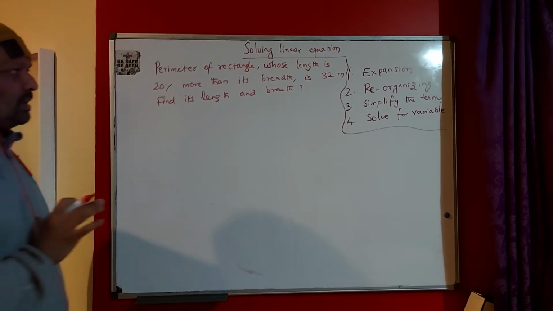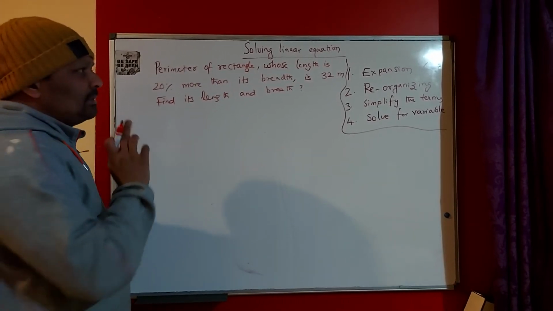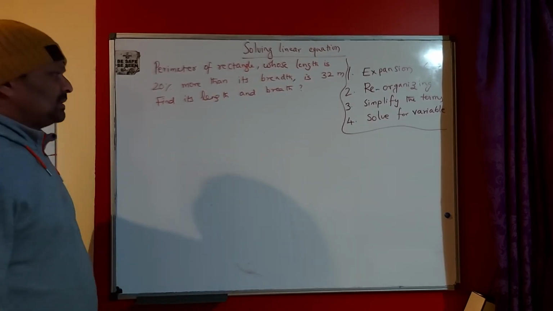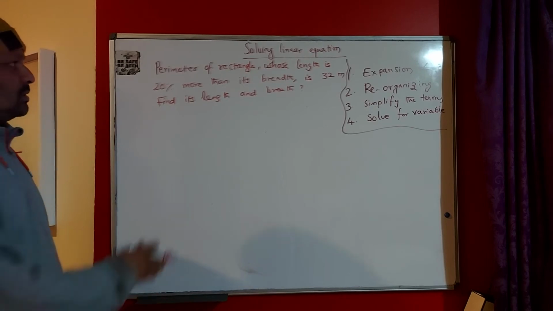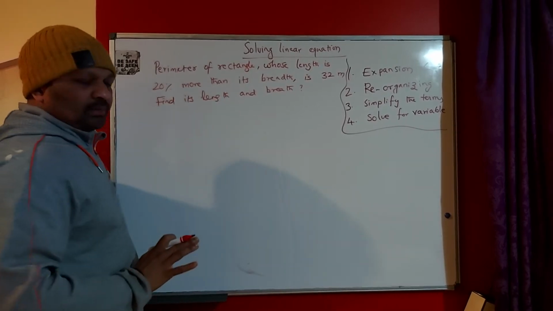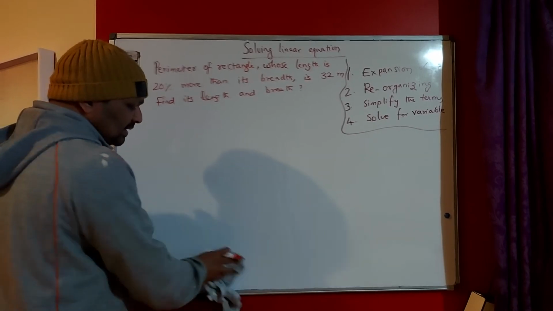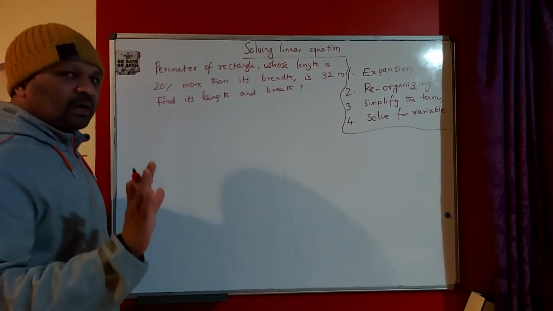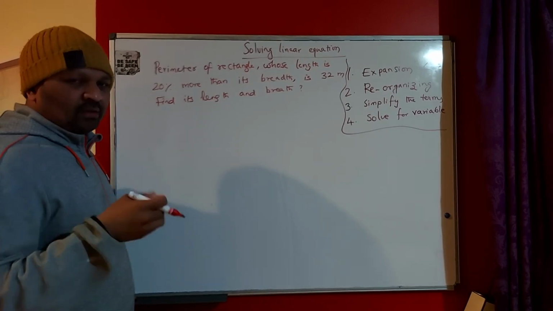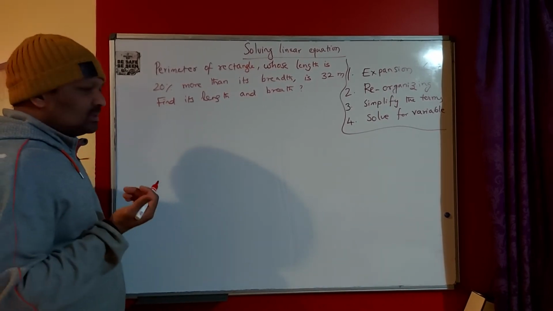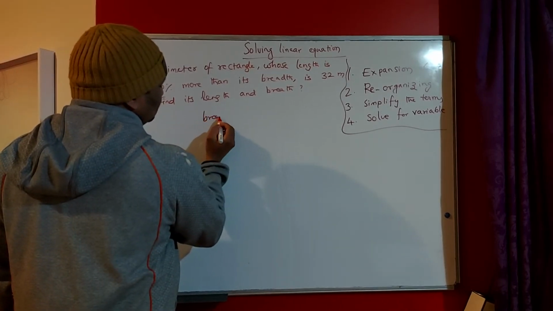Okay, I have a rectangle whose length is 20% more than its breadth, and the perimeter is 32 meters. Find its length and breadth. Okay, so problem is given like this. So the length is 20% more. So in this case, you can consider breadth as some unknown quantity. Okay, say for example x or y or a or b, whatever is your choice. Okay, consider breadth as x.